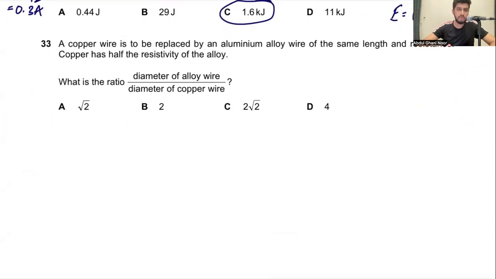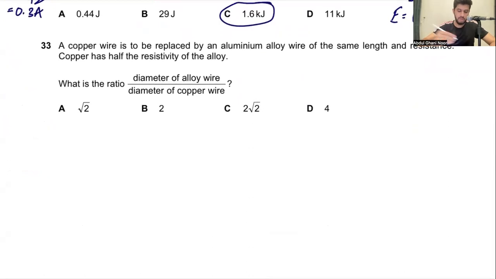Moving on to question number 33. Question 33 says a copper wire is to be replaced by an aluminum alloy wire of the same length and resistance. Copper has half the resistivity of the alloy. What is the ratio of the diameter of the alloy wire to the diameter of the copper wire? So R is equals to rho L upon A. A is equals to rho L upon R.